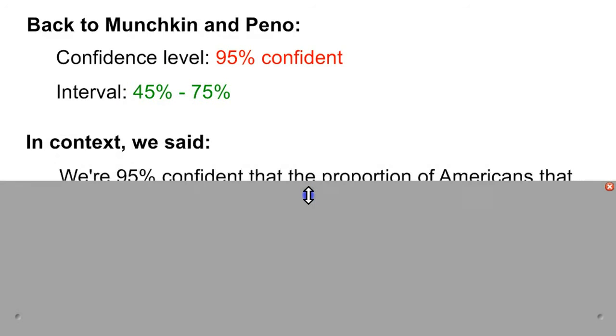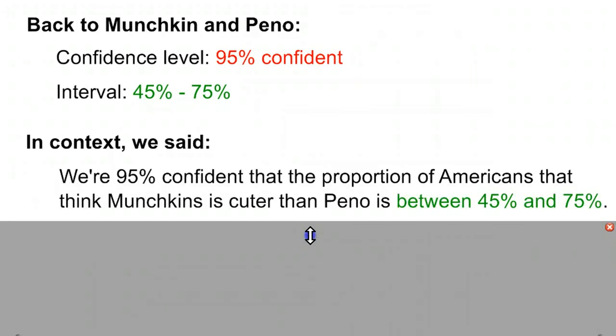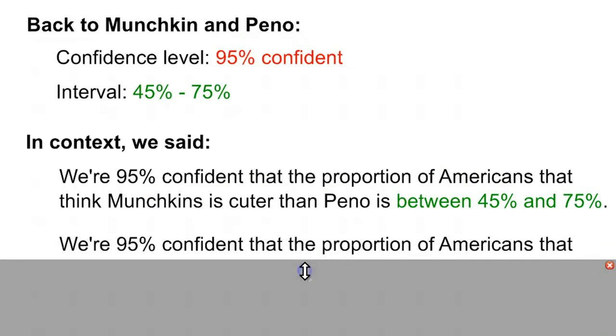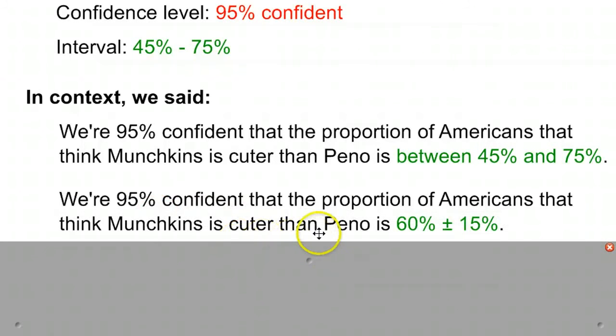Now in context, we said that we're 95% confident that the proportion of Americans that think Munchkin is cuter than Pino is between 45 and 75%. We got that by saying we did a survey of Americans and we're comparing Munchkin and Pino, the kitty and the puppy. You could also say, if we used plus or minus instead of the interval notation, that we're 95% confident that the proportion of Americans that think Munchkin is cuter than Pino is 60% plus or minus 15%.